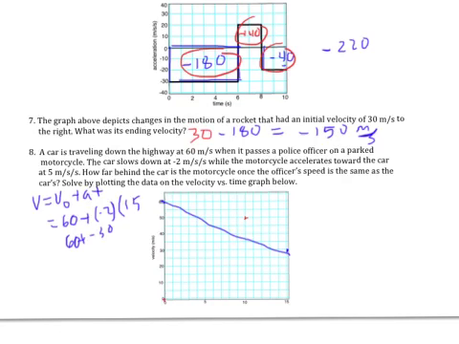So now I'm going to draw a line from 0 to, and I'm going to stop when I get to the intersection. Okay, so what I need to do to answer this question, it says how far behind the car. So I'm looking for a distance between these two cars. So first I'm going to figure out the total displacement of the police officer. So I have to figure out the area under the police officer's line.